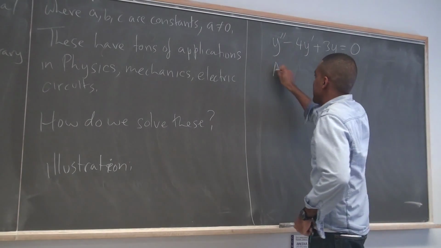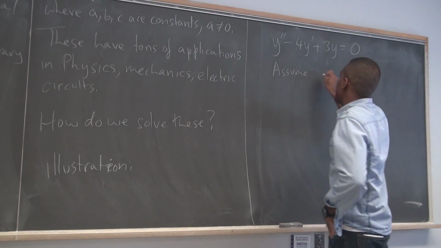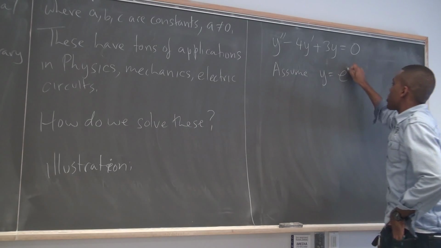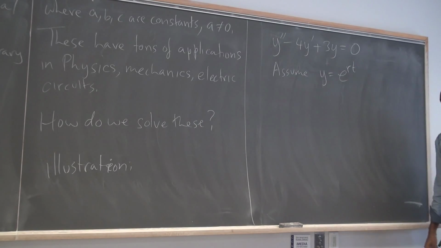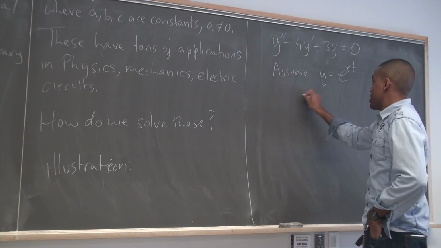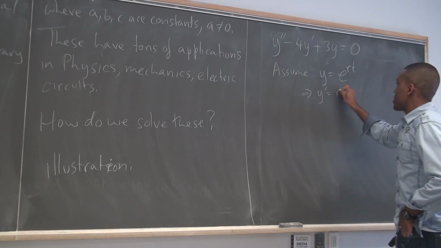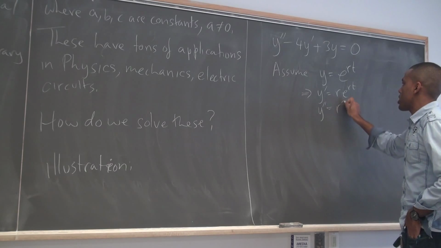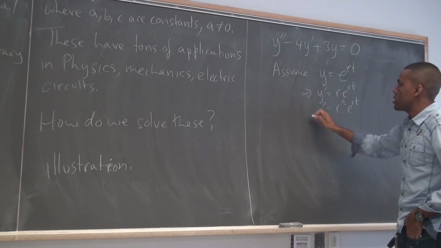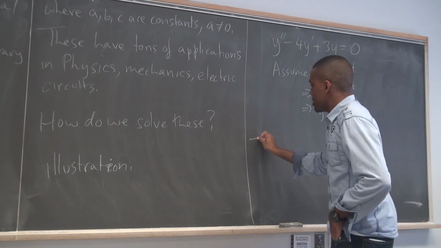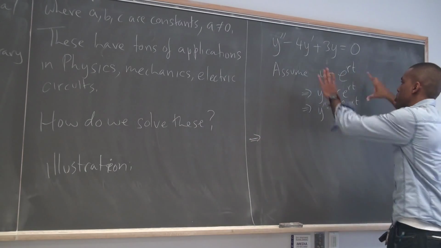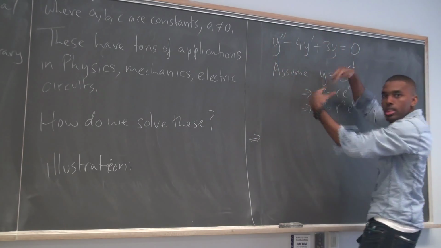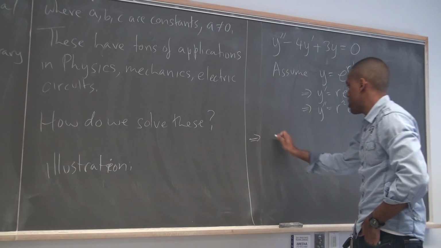So you assume y has this form, which is your solution. This would mean that if I take its first derivative, I get r e to the rt, and y double prime gives us r squared e to the rt. Which means, since this is a solution, when I plug all these into this equation, it makes sense. So I'm going to plug them in.